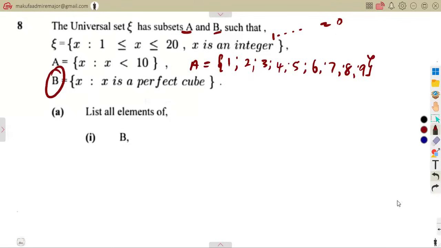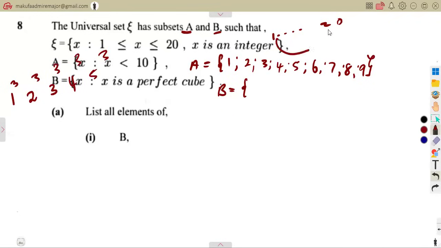B, talking about the values of x such that x is a perfect cube. In the universal set, what are the perfect cubes that we are given? Remember, perfect cubes are numbers raised to the exponent of 3: 1 to the exponent of 3, 2 to the exponent of 3, 3 to the exponent of 3, 4 to the exponent of 3, 5 to the exponent of 3.